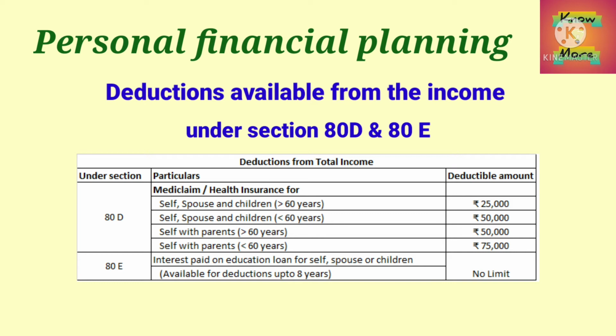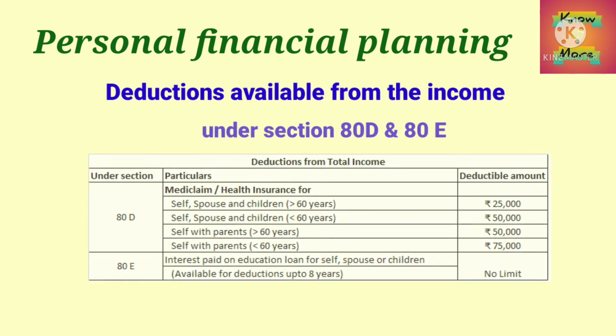The next deduction is under Section 80E, which pertains to interest payment on the education loan taken for self, spouse or children. This deduction can be availed for 8 years starting from the year in which you start repayment of the loan. There is no maximum limit for this deduction. However, you need to submit the bank certificate, in which the principal and interest components in the repayment amount are specified, and the deduction under Section 80E is allowed for the interest component paid, whereas the principal component is eligible for deduction under Section 80C.